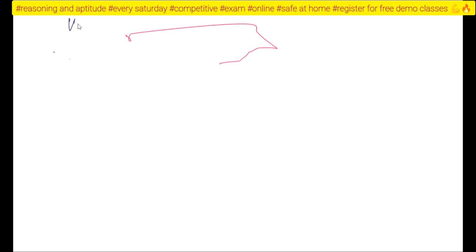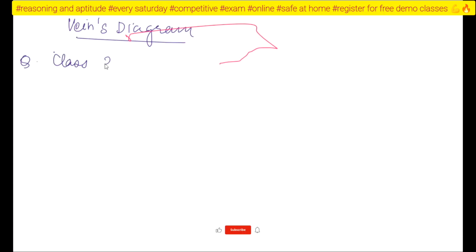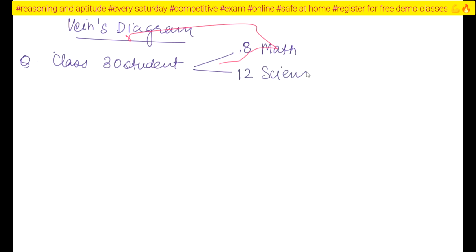My topic will be Venn diagram. From very basic I will make you understand. Suppose in a class I have 30 students. In that 30 students, suppose 18 like maths, 12 like science, and in that only 8 like both math and science. Okay? This is the data we have.